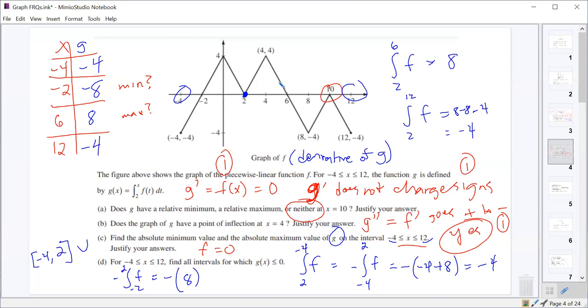And then it's positive for all of this, 8 units. Then it loses 8 units. So from here to here, that all cancels out to be 0. And so then we're negative again from 10 to 12 because we're adding in stuff below the x-axis. Good or no?